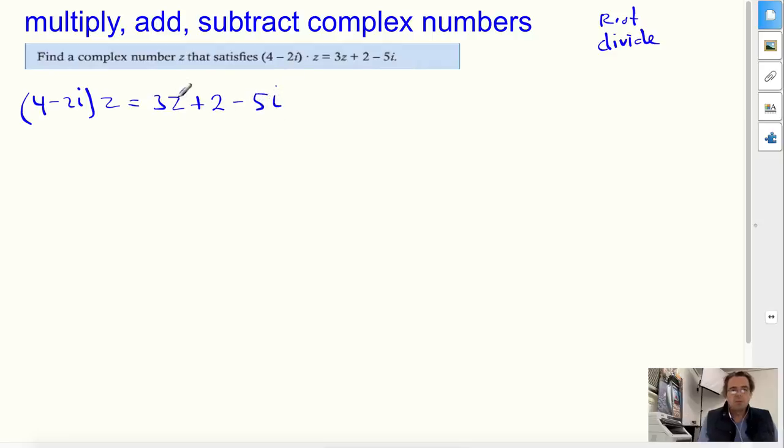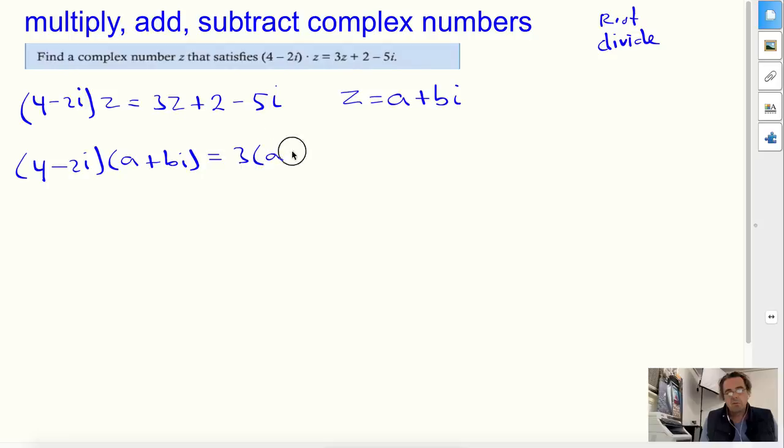So there you have a mix of z. Z is a complex number already. Z is a plus bi. And there's another complex number and there's another complex number there. A real part, real, imaginary, etc. So the way to tackle these problems normally is to say, okay, if z is a complex number, let's assume it is a plus bi. And let's do the multiplication. (4 take 2i) multiplied by (a plus bi) is going to be the same as 3 times (a plus bi) plus (2 take 5i).